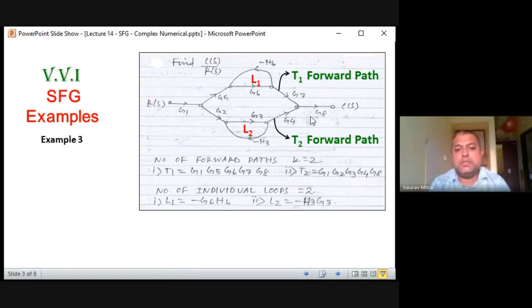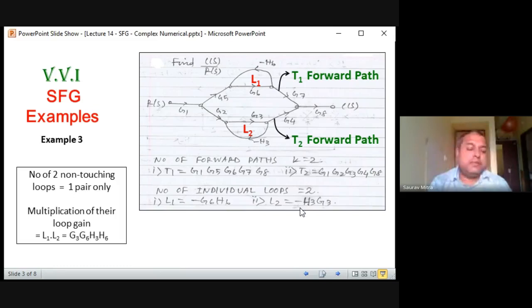The second forward path is below, G1, G2, G3, G4, G8. So we are calling this T2. So T2 is equal to G1, G2, G3, G4, G8. And this second forward path, that is T2, is connected with loop L2. So you are finding that loop L2 is equal to minus H3G3. Now this thing is very clear, so it's a very easy kind of numerical, nothing very difficult in this.